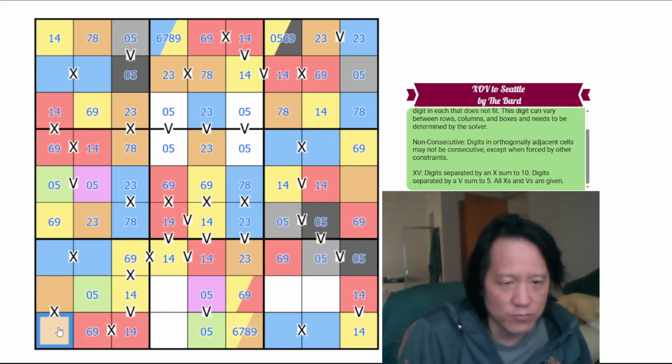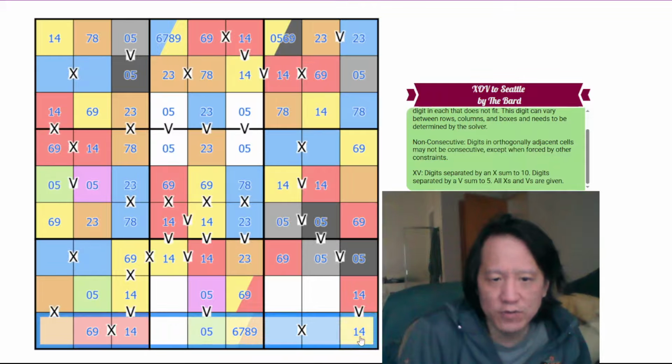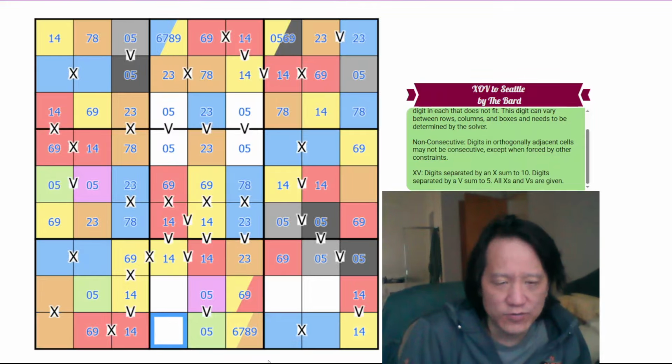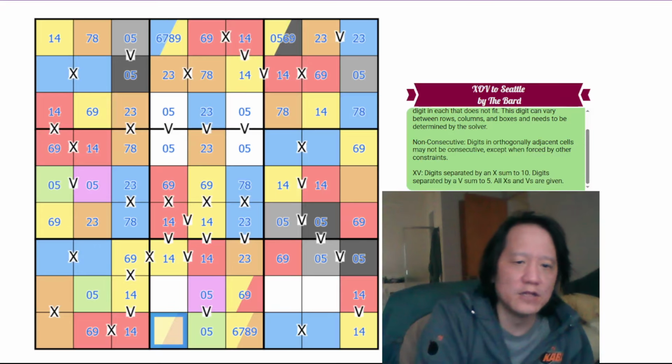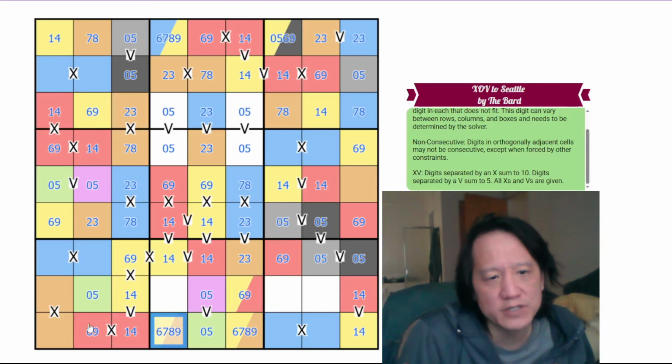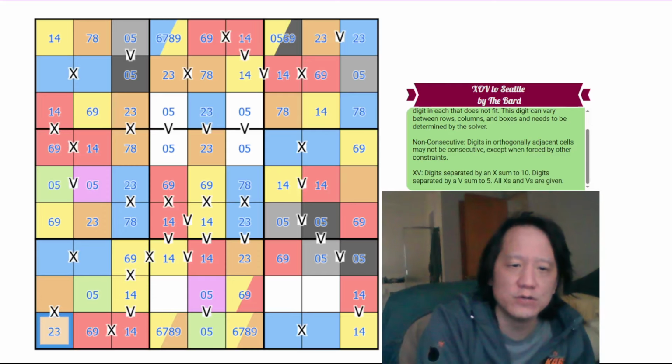What are we missing in row 9? Okay, so we're missing a 0, 5. So that means this cannot be 0, 5. It's yellow or orange. It cannot be low orange. So this is high yellow and high orange, which means this can't be high orange. This is low orange. So it's 2, 3, 7, 8.